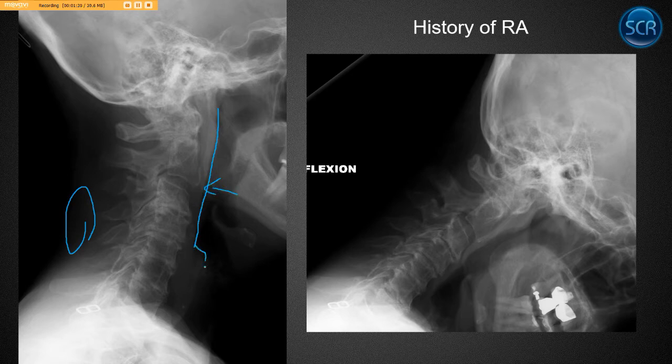Make sure that's not enlarged. Make sure our retrotracheal space is normal, right? Our esophagus is back here. Thyroid calcification normal. Don't get tripped up by that. Of course, our hyoid's normal as well.